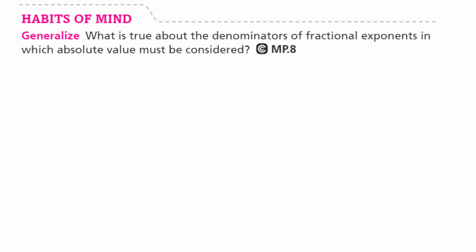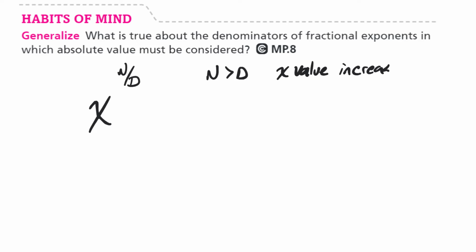So it says in this habits of mind, generalize, what is true about the denominator of a fractional exponent in which the absolute value must be considered? Well, it's a relationship that we need to consider actually. If I have a base of x, and let's just call the numerator n and the denominator d, just to keep it straight there. If the numerator is greater than the denominator, well, we have a mixed fraction. So if the numerator is greater than the denominator, what's going to happen to the x value? It will increase. So we'll go from a smaller number to a larger number.